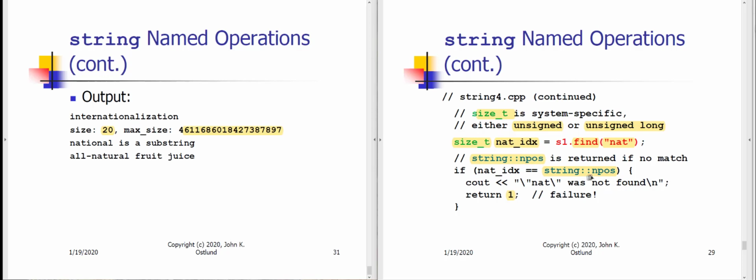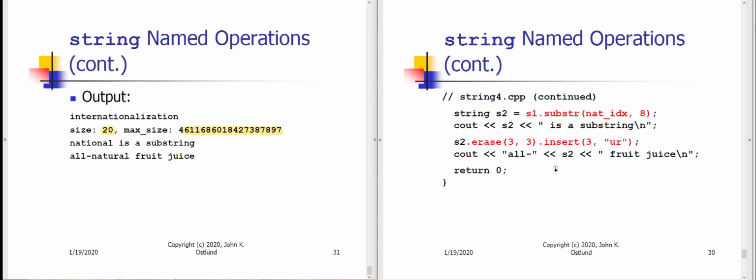And one last little tidbit here. Recall that the colon operator is the member-of operator. Previously we did std::cout to indicate that we were dealing with the cout object that was a member of the std namespace. Here we're dealing with the npos object that is a member of the string class. All right, well, we are going to find nat in internationalization, so this test fails and we drop down to the next part of the code.